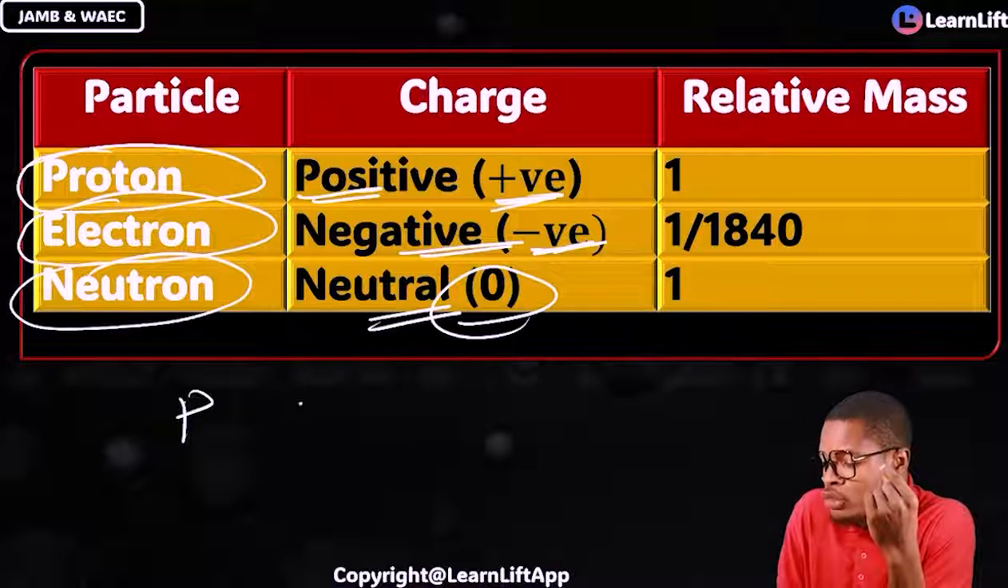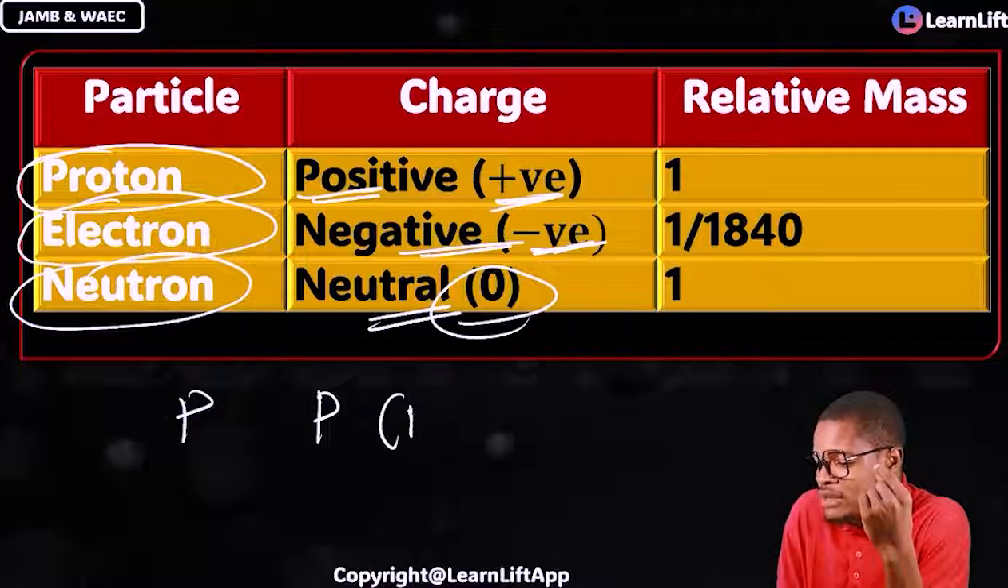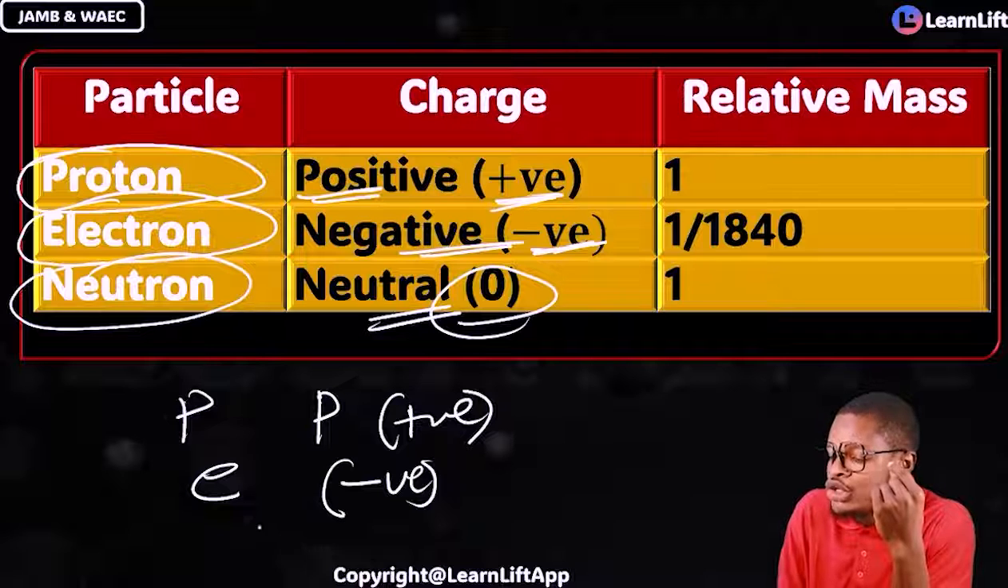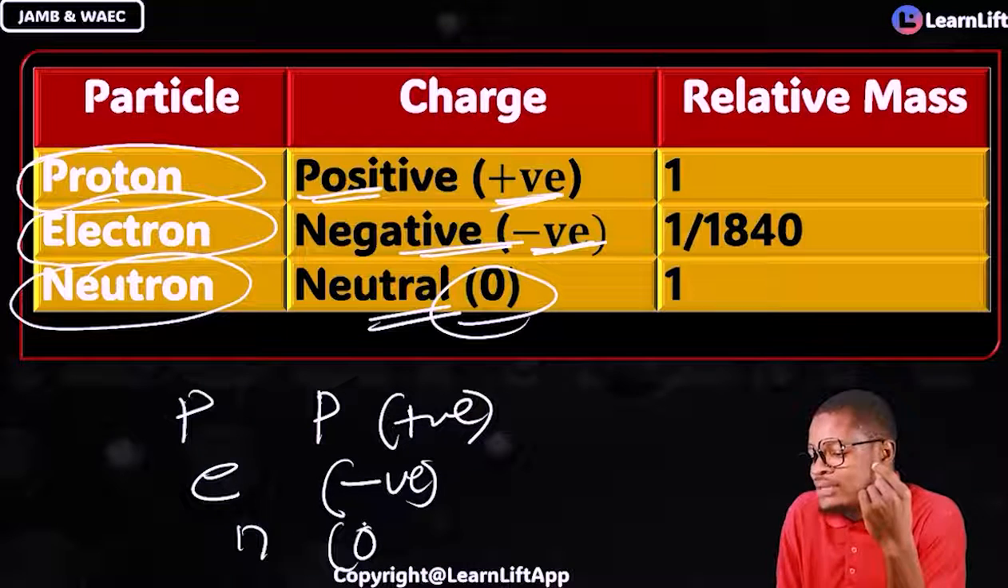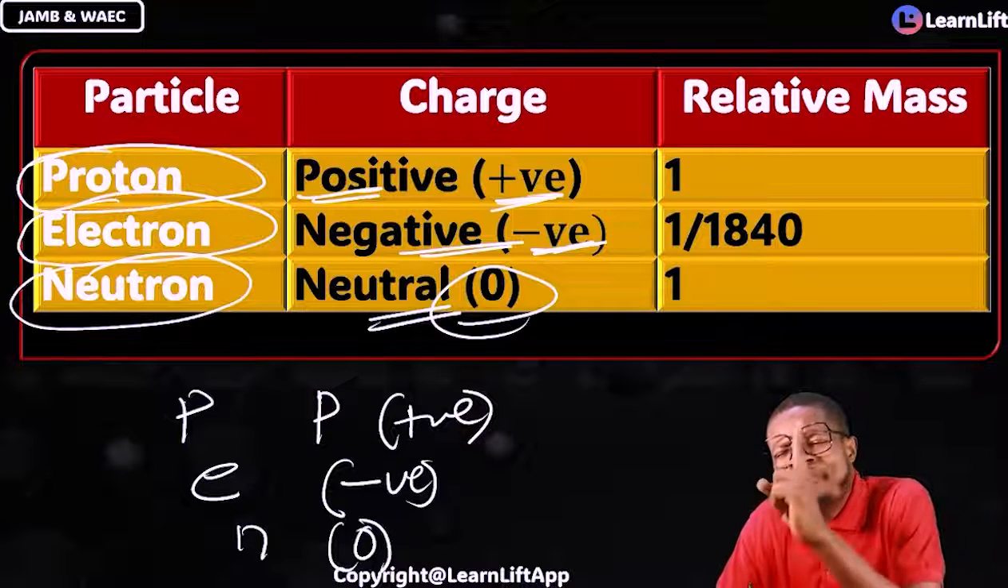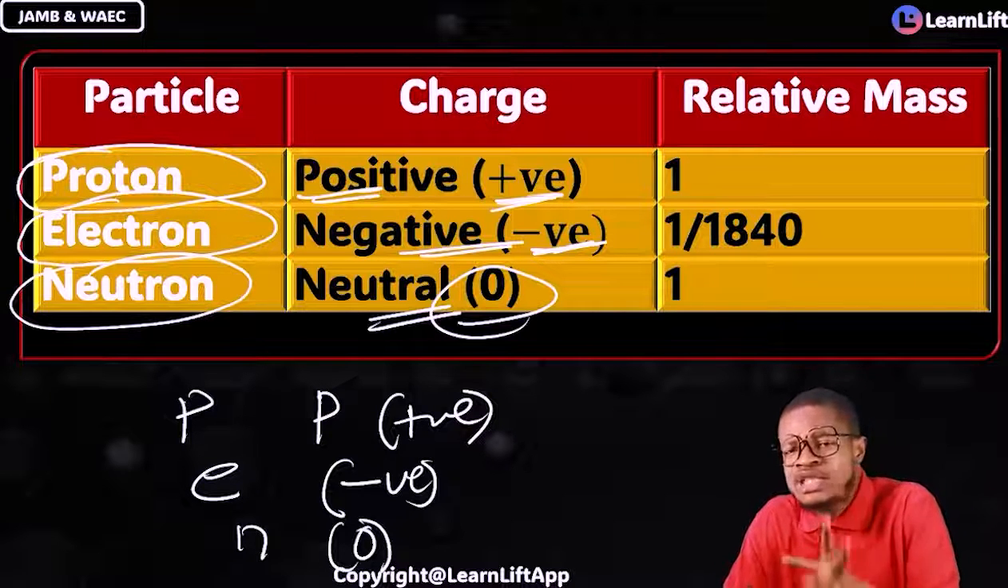Protons, P for protons, P for positive, right? They are positively charged. E for electrons. Electrons are negatively charged. Your neutrons are neutral. That's why they are 0. But please, there is what we call the relative mass of your protons, electrons, and neutrons.